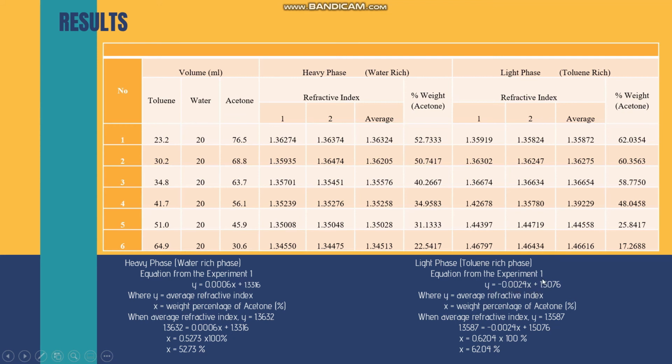y equals negative 0.0024x plus 1.5076. Then when the average refractive index is y equals 1.3587, we substitute the value into the equation and we will find that x is equal to 62.04%. Then we do all the calculation and summarize in a table. So for the water-rich phase, we do all the calculation and we got the data, and for the toluene-rich phase we do so and we got the data as well.